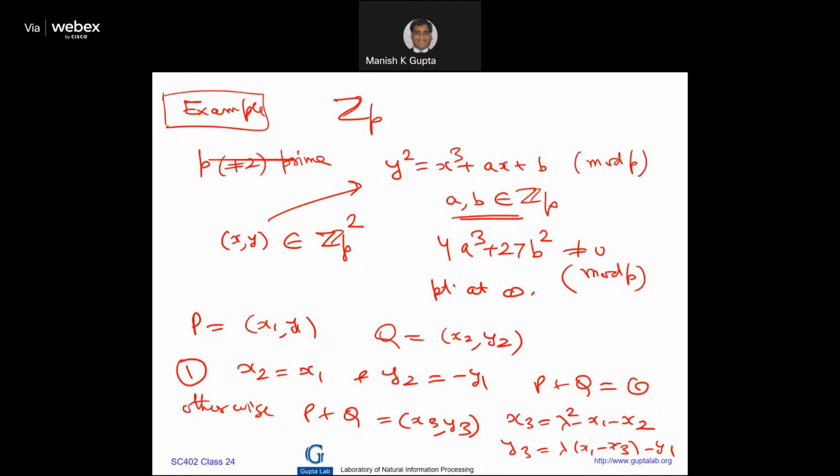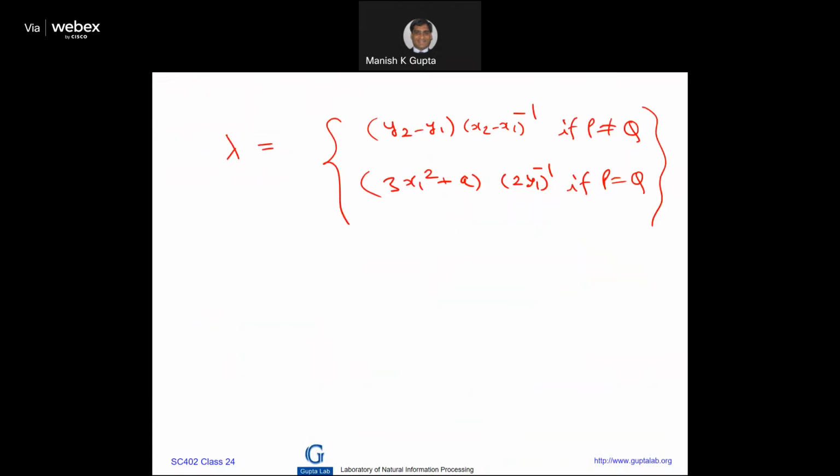Okay, so now I am ready to take the example for you. The example: E is y square equals x cube plus x plus 6, and we are working over integers modulo 11. The task is to find the points x comma y over Z11 square such that they satisfy this equation.